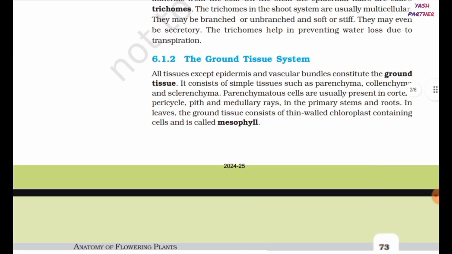6.1.2 The ground tissue system. All tissues except epidermis and vascular bundles constitute the ground tissue. It consists of simple tissues such as parenchyma, collenchyma and sclerenchyma. Parenchymatous cells are usually present in cortex, pericycle, pith and medullary rays in the primary stem and roots. In leaves, the ground tissue consists of thin-walled chloroplast-containing cells and is called mesophyll.